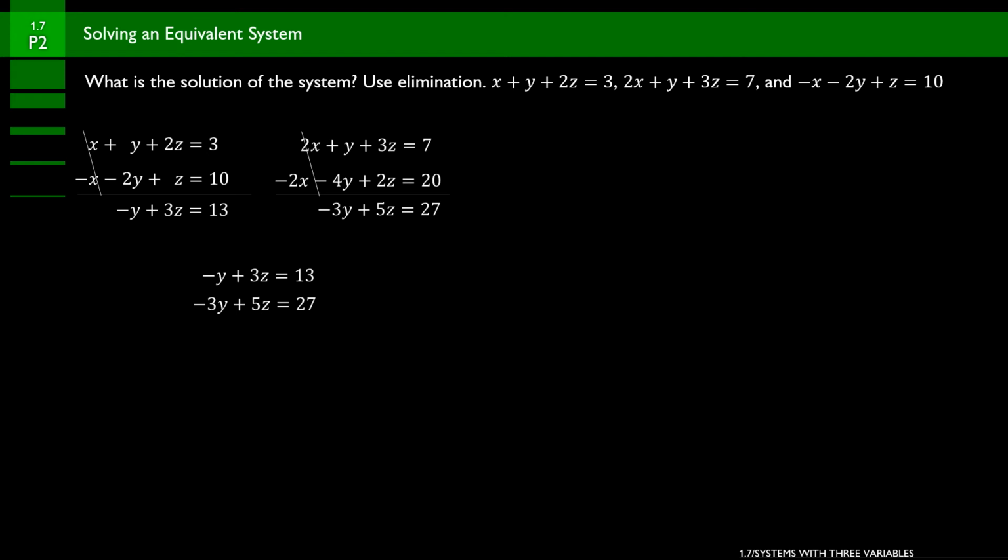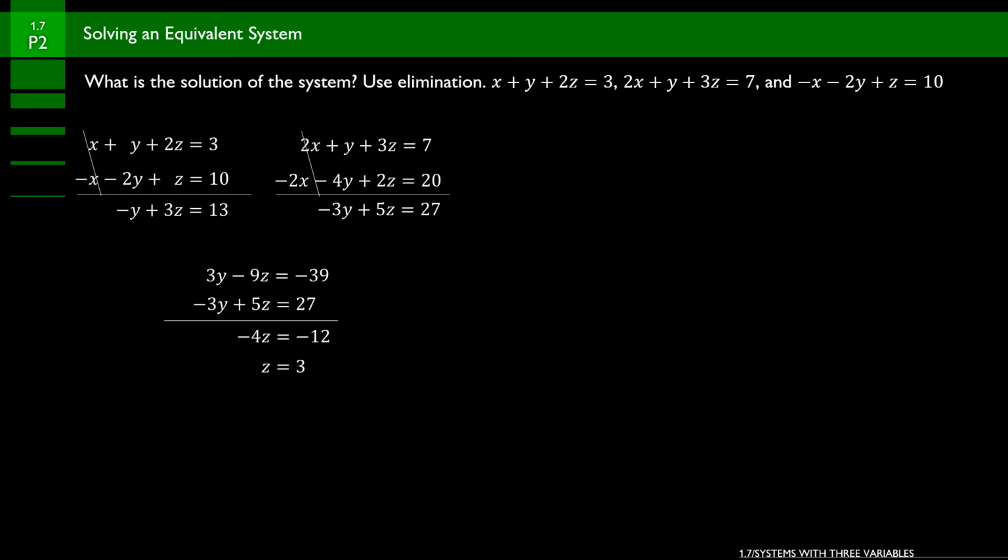So I've got negative y plus 3z equals 13 stacked on top of negative 3y plus 5z equals 27. In order to do this, I'm going to have to multiply the top equation by negative 3. By multiplying by negative 3, I'm going to turn that negative y into a positive 3y, which is going to allow me to eliminate the y value. When I do that, the 3y's eliminate, and I get negative 4z equals negative 12. Divide out the negative 4, and z equals 3.